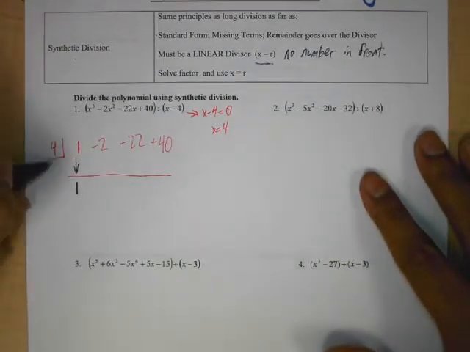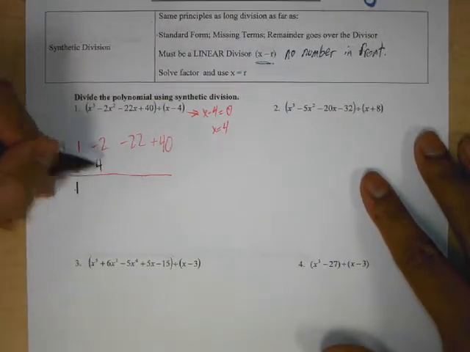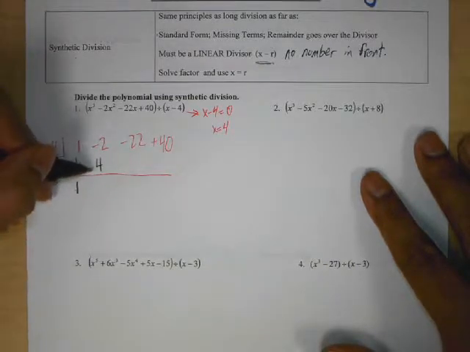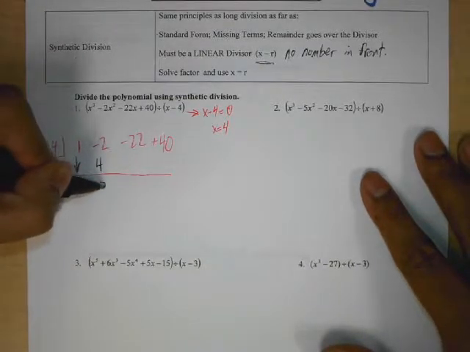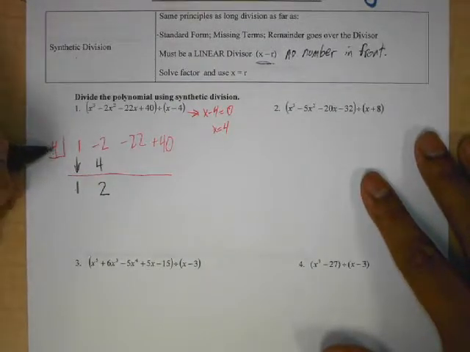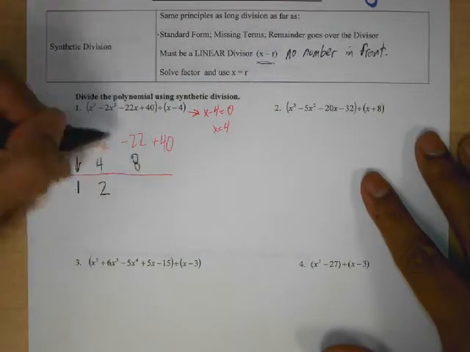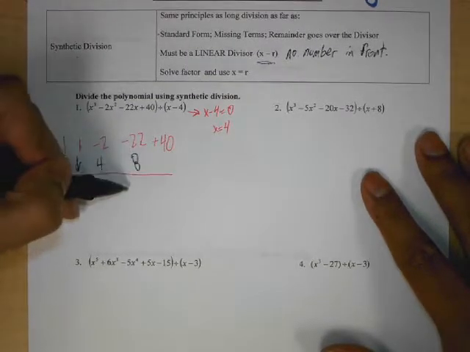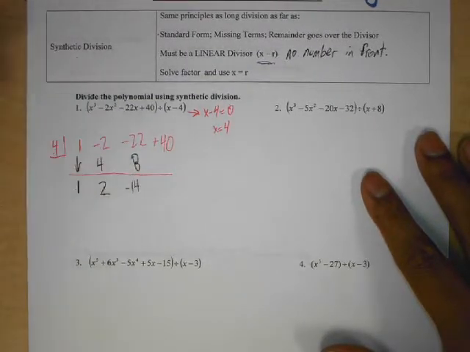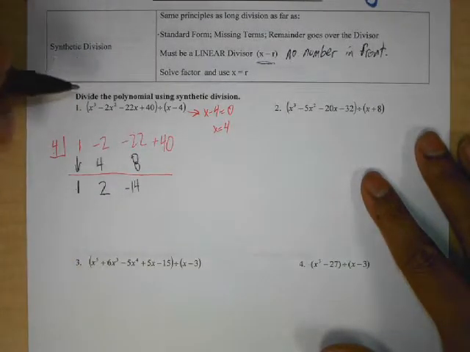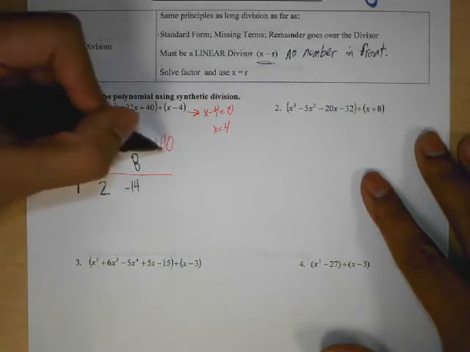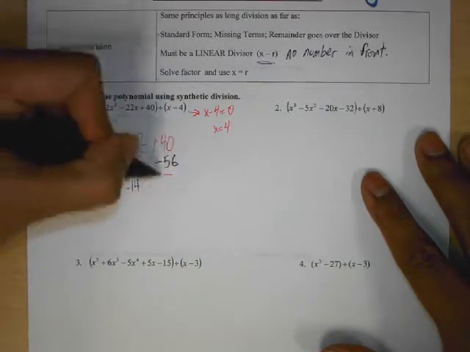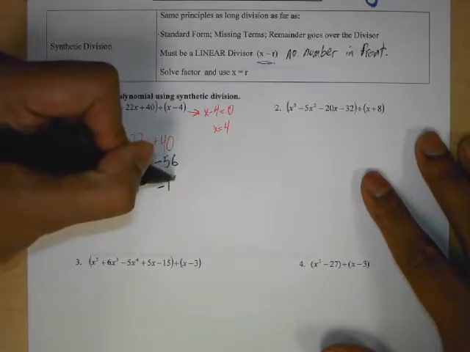Now we multiply 4 times 1 and get 4, and then we add them together and get 2. We repeat this process. 4 times 2 is 8, and then we add them together and end up with negative 14. We multiply these two together, and we should get negative 56. Again, we can add, and we'll get negative 16 as our final number.